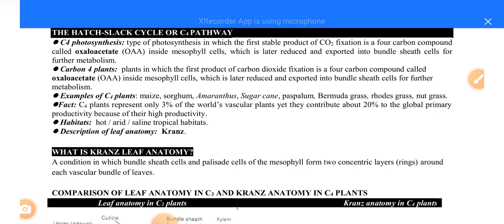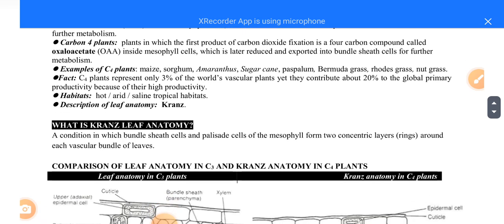Now we look at the habitats, or where we find these plants. These plants are found in hot, arid, saline, tropical habitats. We are going to look at the description of the leaf anatomy, or the Kranz anatomy, and compare that of the C3 plants and the C4 plants. Kranz leaf anatomy is a condition in which the bundle sheath cells and the palisade cells of the mesophyll form two concentric rings, or concentric layers, around each vascular bundle of leaves, as you can see down here.